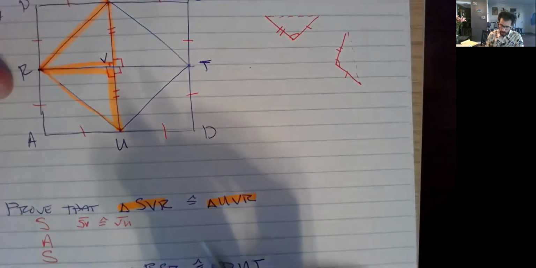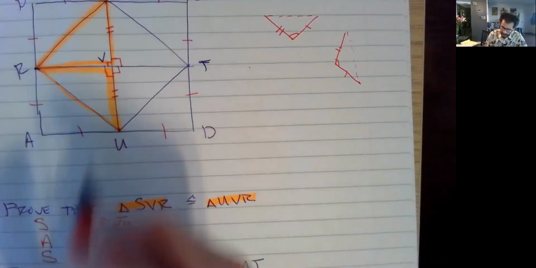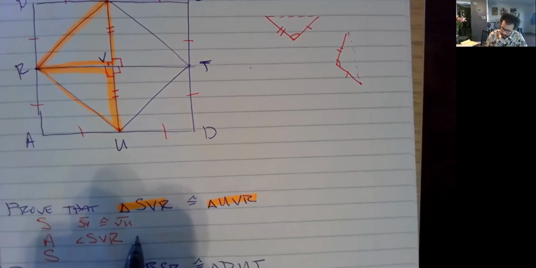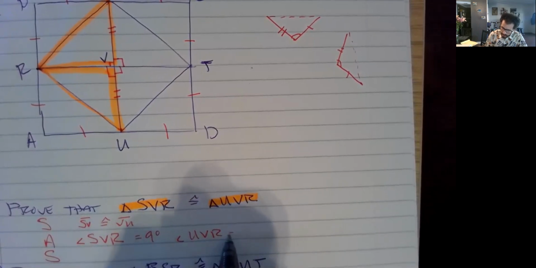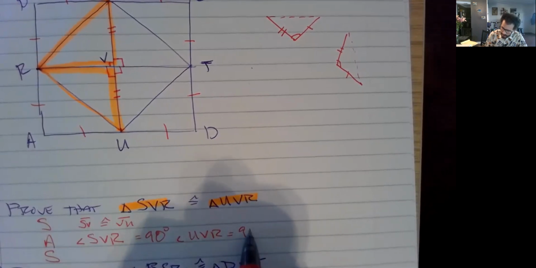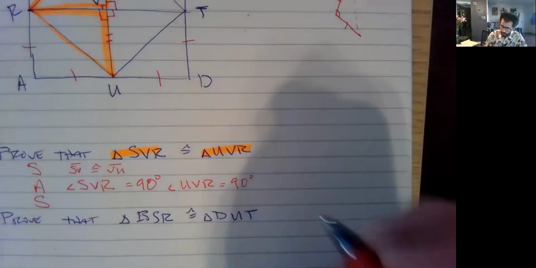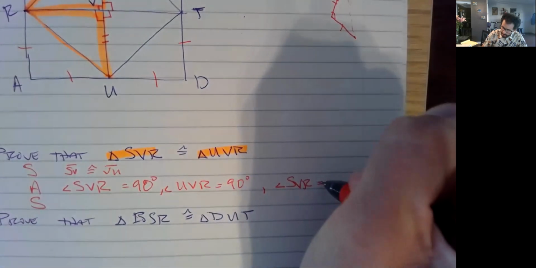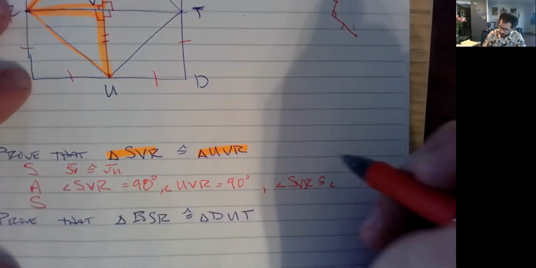Angle. Well, we know that these two are perpendicular lines, which means that angle SVR is equal to 90 degrees. Angle UVR is equal to 90 degrees. Thereby, these two angles are congruent with each other because of the transitive property. But I hope that's obvious. If this is equal to 90, this is equal to 90, these two are equal to each other.